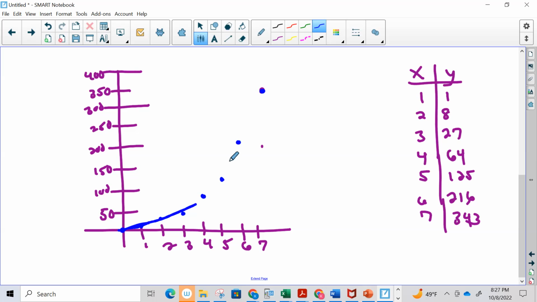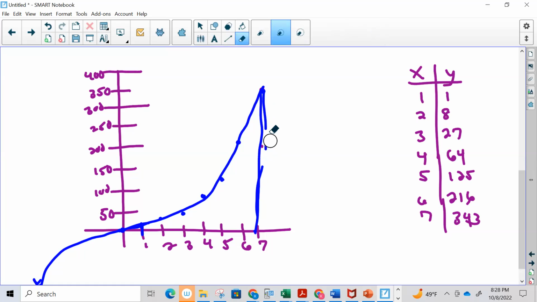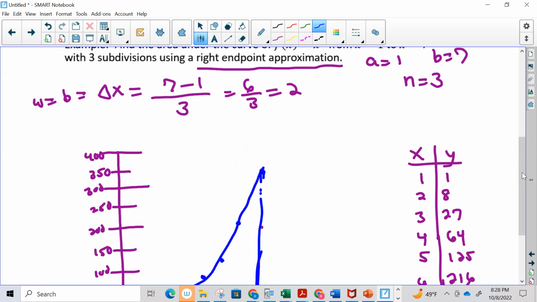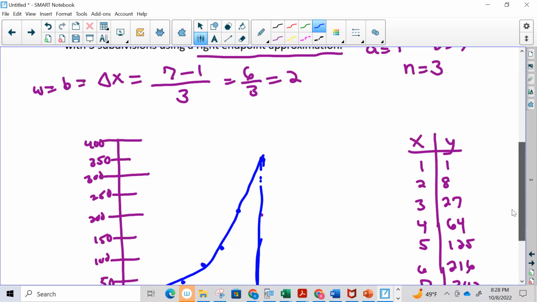So this is my x cubed, and if you remember, x cubed kind of looks like this, and it would be the same thing over here. But I only care about x equals 1 through x equals 7. And so what we're going to do is divide this into rectangles, with the width of each rectangle as 2, because that's what I found the width to be.